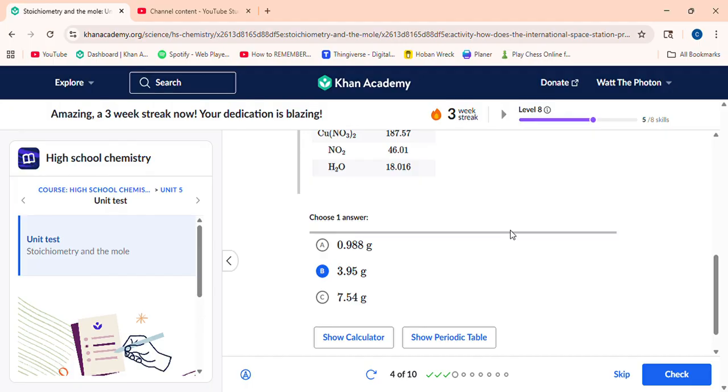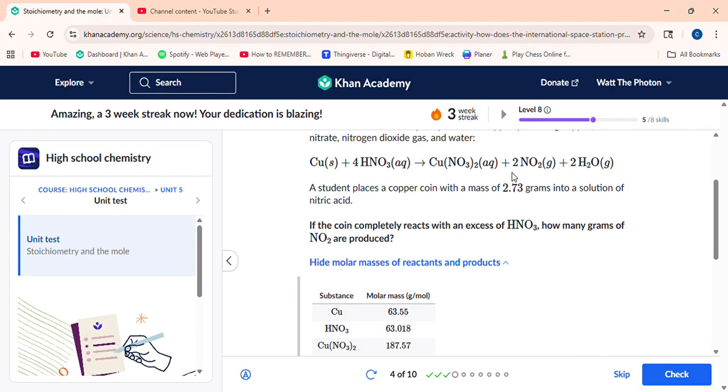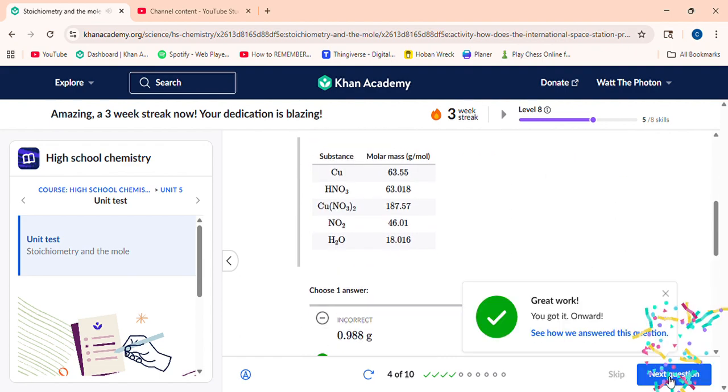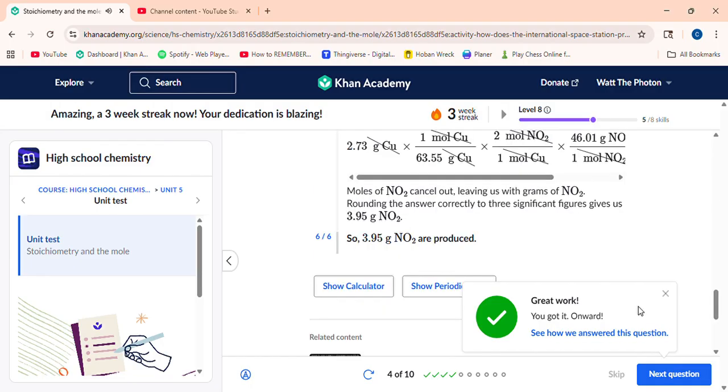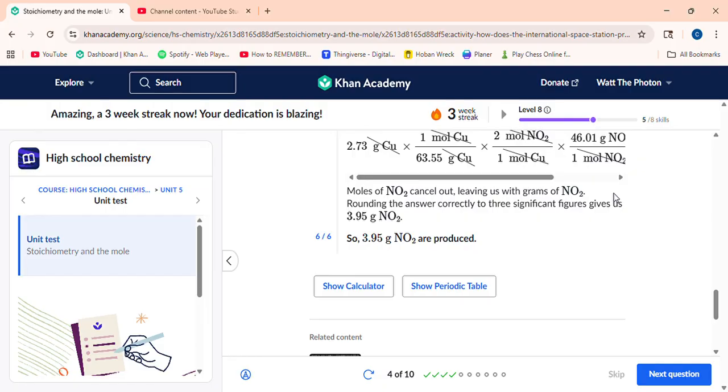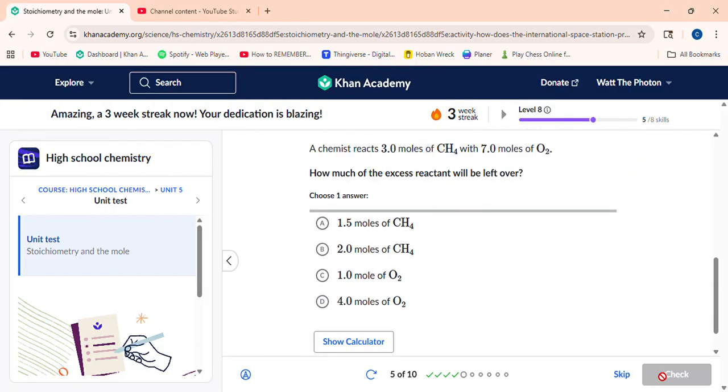Either A or B. Do I multiply by 2, or divide by 2? I think I multiply it by 2 because that's 2 moles. We're talking about grams. Hey, got that right. Grams, nitric acid. Yeah, I'm so good.